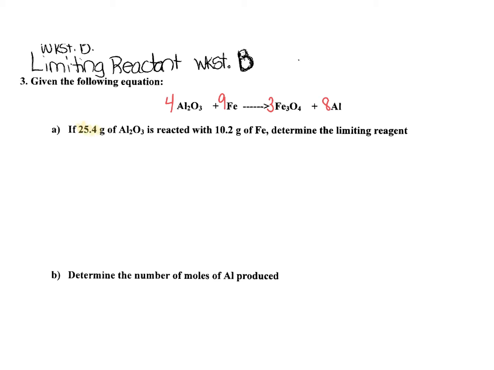We have 25.4 grams of aluminum oxide. So that's going to be this guy right here. And that's going to react with 10.2 grams of iron. But we're not going to have enough of one of these. So our goal is to find the limiting reactant.